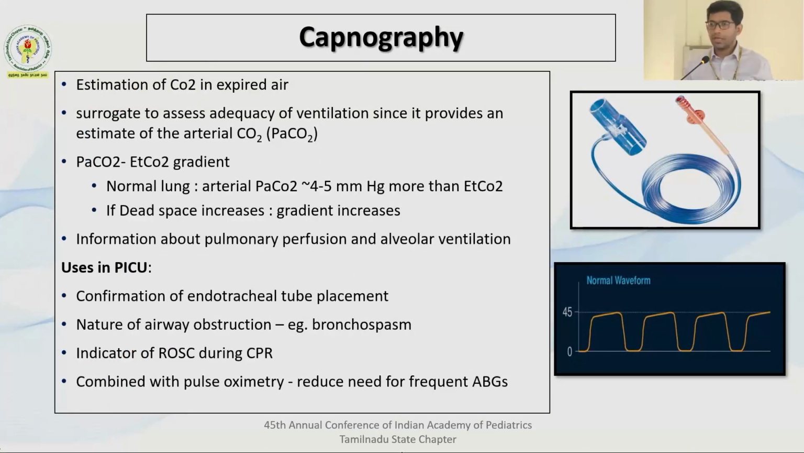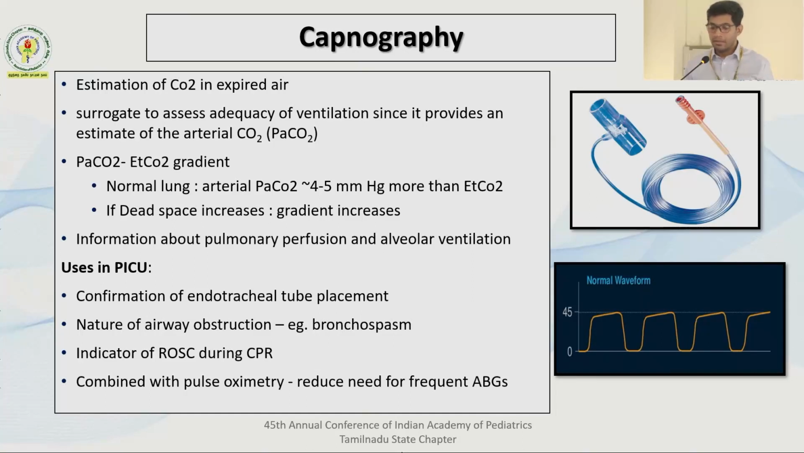A few words about capnography. It is the estimation of CO2 in the expired air. It serves as a surrogate to assess the adequacy of ventilation. It is an indirect marker of the arterial CO2. The arterial CO2 is usually 4 to 5 above the ET CO2. In case of an increase in dead space, then the gradient increases and this makes us suspicious of any pulmonary worsening.